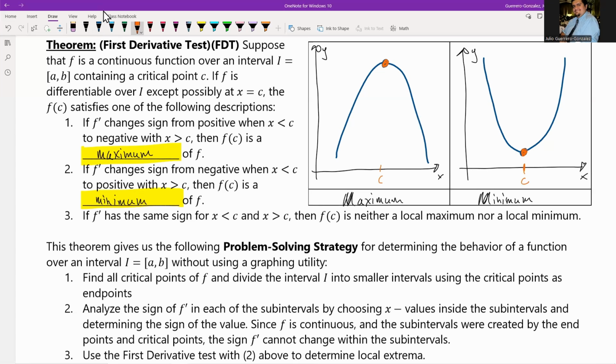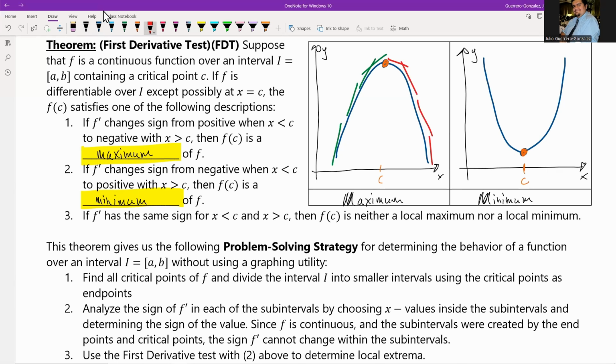What I want everybody to notice is this. The first one, before my critical value, all of these slopes are positive. You guys see that? And then afterwards, all of my slopes are negative. When you have positive slopes before, negative slopes after, you have a maximum.